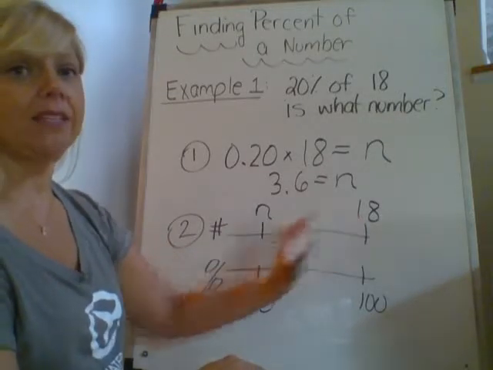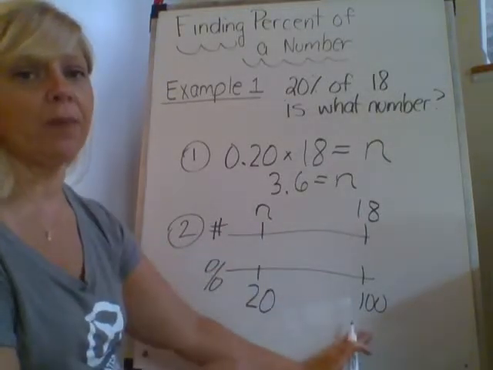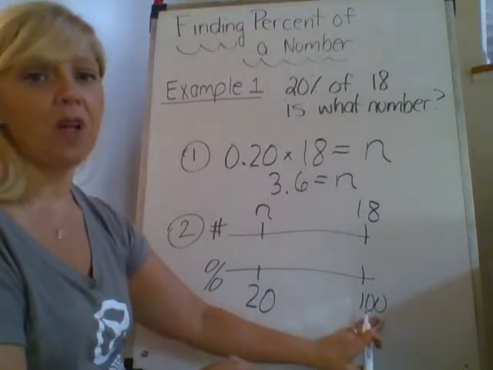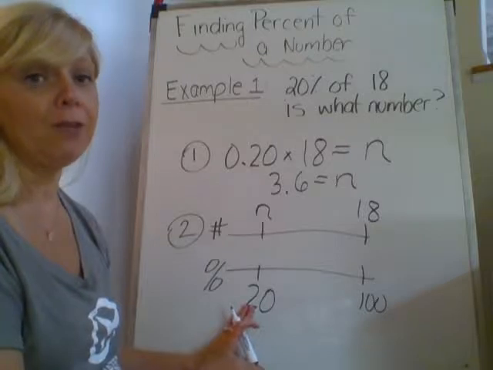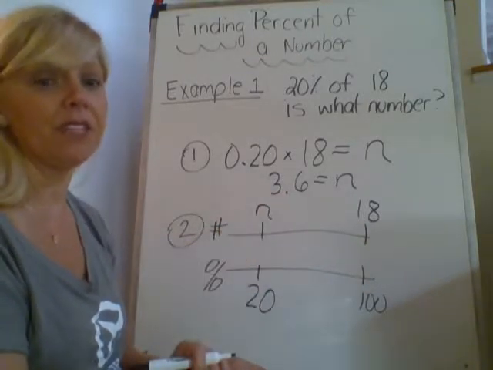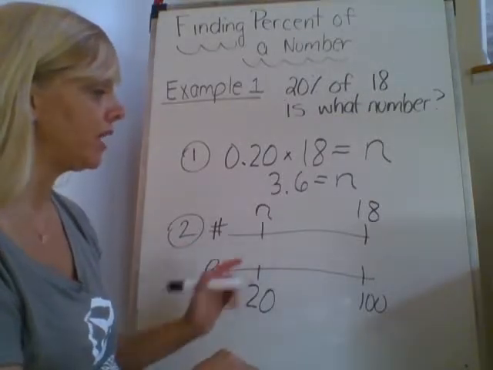I can multiply 18 times 20 and divide it by 100, and I'll get 3.6 again. Or I can say to myself, well, 100 is being divided by 5, so 18 is being divided by 5, and 18 divided by 5 is 3 and 6 tenths. So you can do it either way.